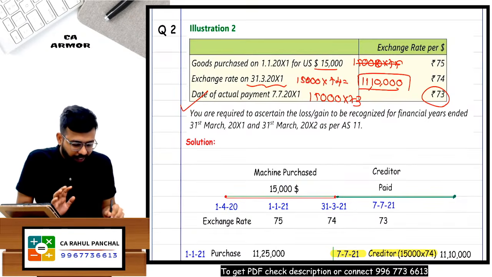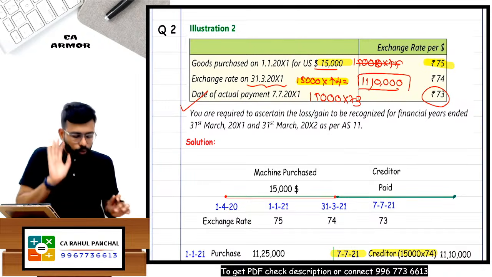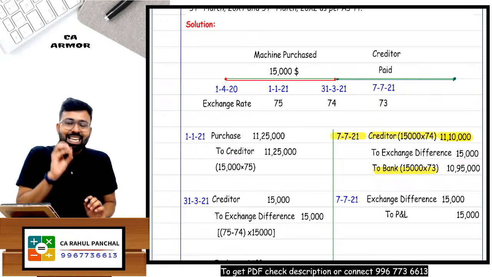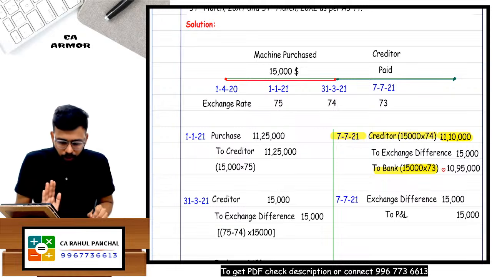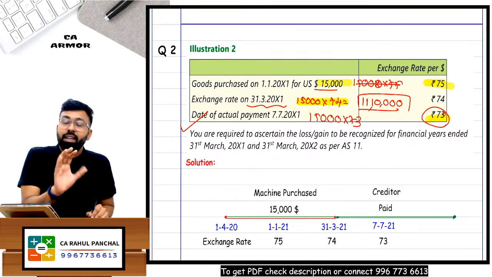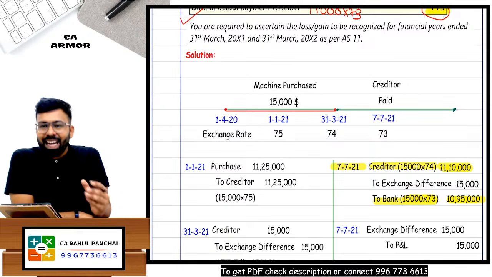On the balance sheet date we recorded that we had reduced 15,000 into 75 by 1 rupee. Now it is appearing at 15,000 into 74. That you will record. It was appearing on the balance sheet date, right? Now when I make the payment, I am making the payment at 15,000 into 73 rupees, because when the payment is made, the rate is 73. If you do this, your value becomes 10,95,000.